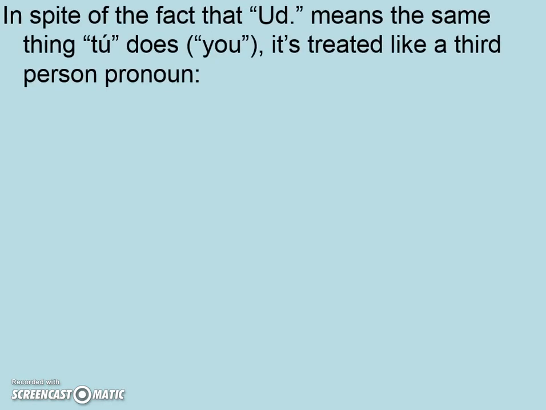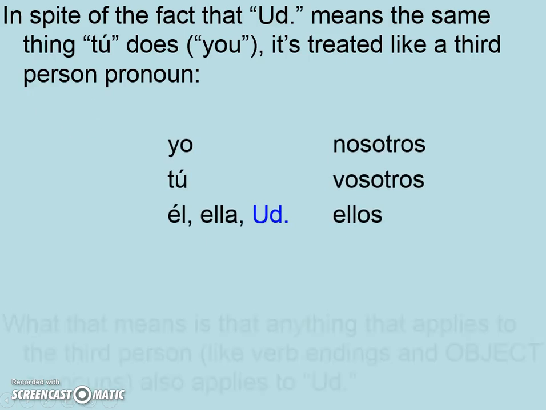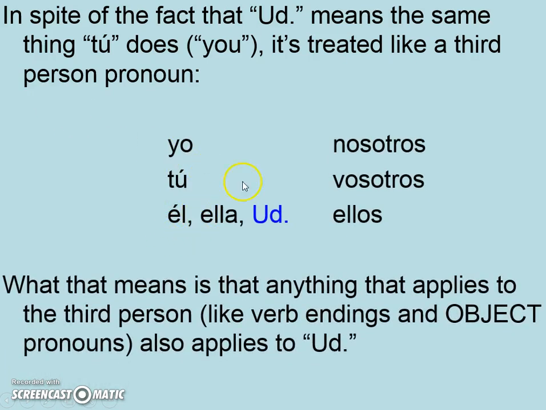Okay. Now you're probably wondering, well, how do I use this? Because it is like you, but it's not the same as tú. Okay. So in spite of the fact that usted means the same thing tú does, which is you, it's treated like a third person pronoun. And here's where it is added. Okay. So it's going to be added in the él or ella form. What that means is that anything that applies to the third person, like verb endings and object pronouns, which we'll learn in the future, also applies to usted.